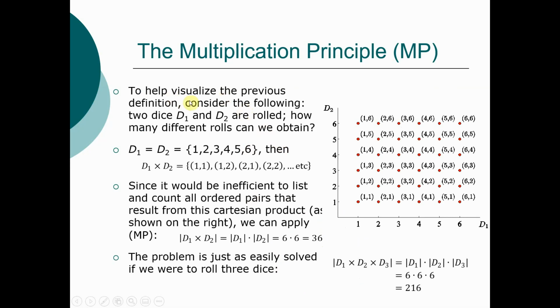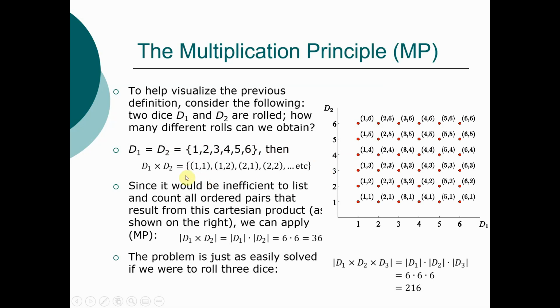To help visualize the previous definition, consider the following two dice D1 and D2. We roll them. How many different rolls can we obtain? So these two dice are independent, right? Each of them can have 6 different outcomes, right? So there are 6 elements in D1, 6 elements in D2. If we roll them together, the pairs that we can get are going to be 36 different pairs, right?